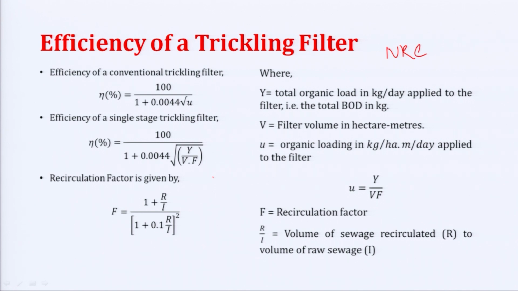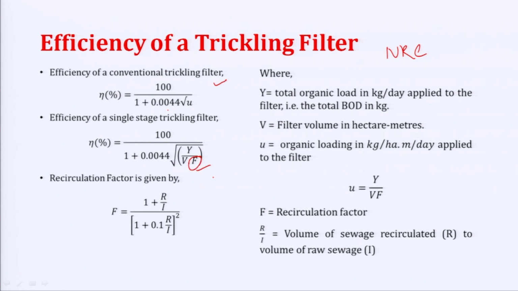So the efficiency of a conventional trickling filter is eta in percentage, equal to 100 divided by 1 plus 0.004 root U. This is for a conventional trickling filter, and for a single stage trickling filter we have this, where we have this F.